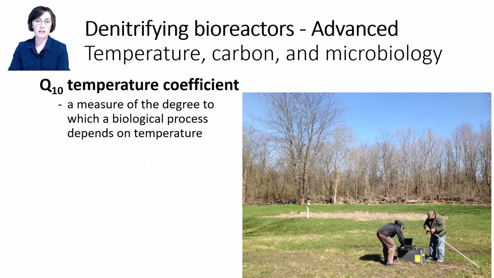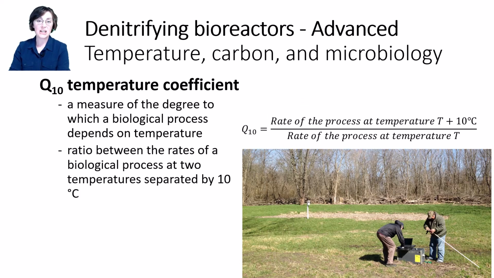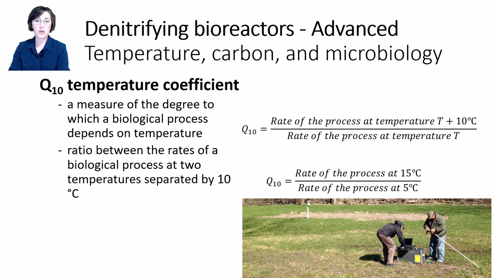One other temperature-related concept I'll introduce is the idea of the Q10 temperature coefficient. This is a measure of the degree to which a biological process depends on temperature. Mathematically, Q10 is the ratio of reaction rates that happen 10 degrees apart. For example, take the ratio of the nitrate removal rate that you observe at 15 degrees Celsius divided by the removal rate that occurs at 5 degrees Celsius. In this example, that might be around 2, which means that the removal rate doubled at that temperature that was 10 degrees higher.